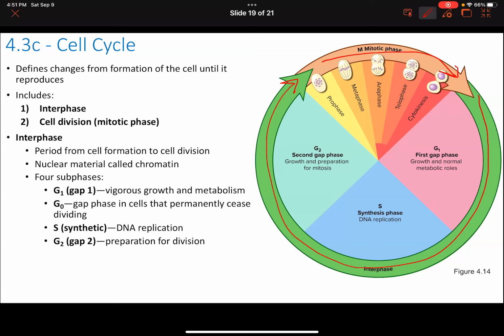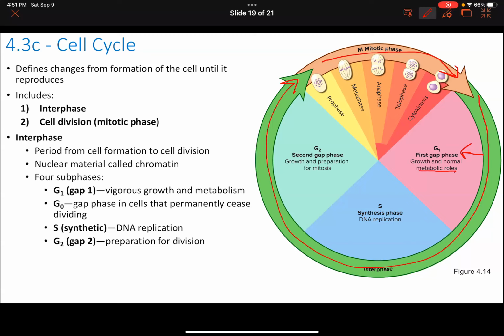There are 4 subphases. So we have G1, which is, again, the first gap phase. In this phase, the cell is going to grow and metabolize, cellular respiration, which we'll hear about in the next unit, but basically making ATP. That's what we mean by metabolic roles.